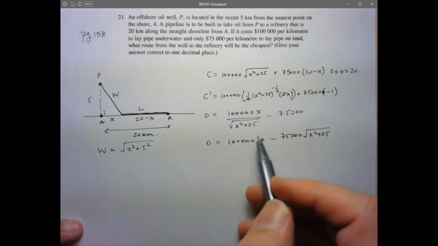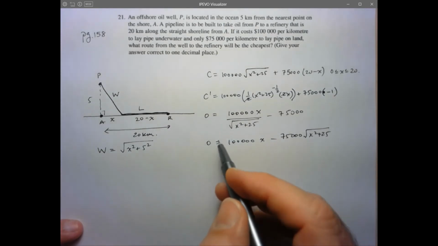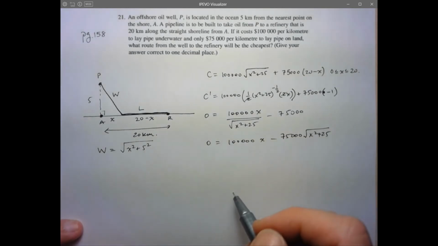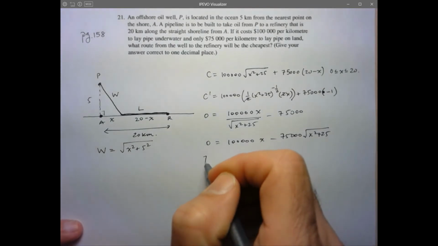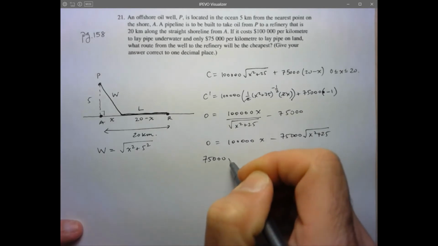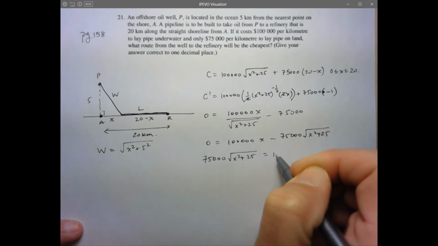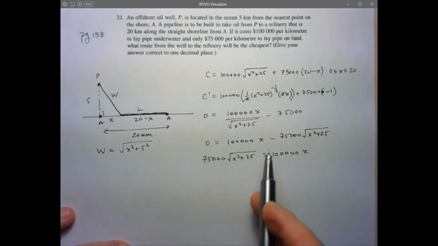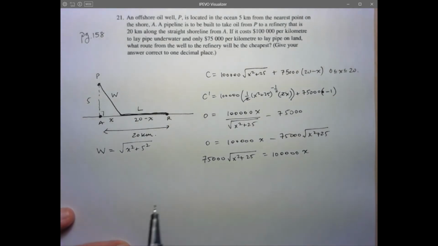Nothing we can really do here algebraically to simplify this, but we've seen this before where we can just bring the square root to one side and leave everything else on the other side, and then it's just a matter of squaring both sides. So 75,000 times square root of x squared plus 25 is equal to 100,000x. Now this is where, and I probably could have done this even earlier on, I don't really want to be squaring either of these two numbers.